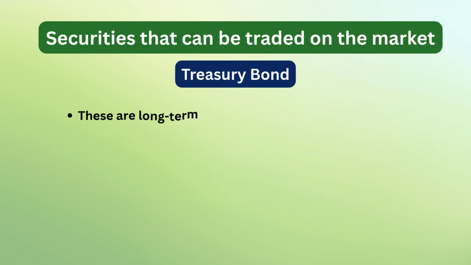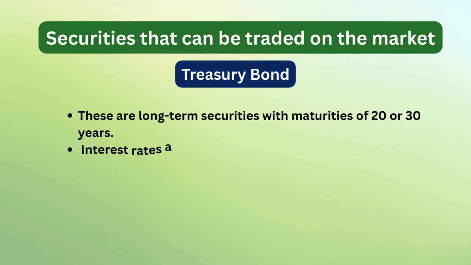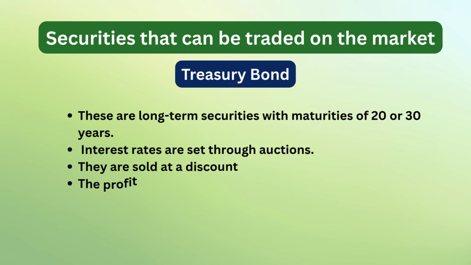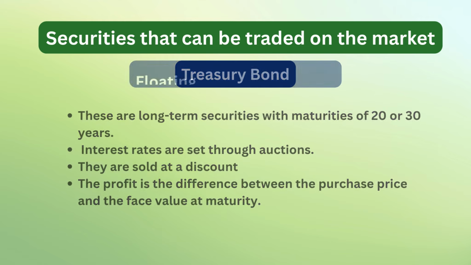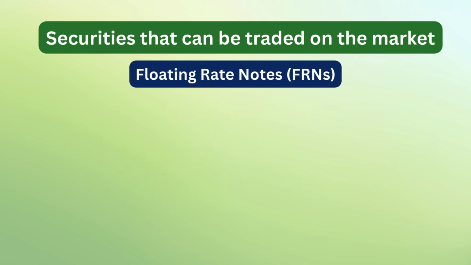Treasury bonds. These are long-term securities with maturities of 20 or 30 years. Interest rates are set through auctions. Like the others, they are sold at discount, and the profit is the difference between the purchase price and the face value at maturity. Floating rate notes, FRNs.